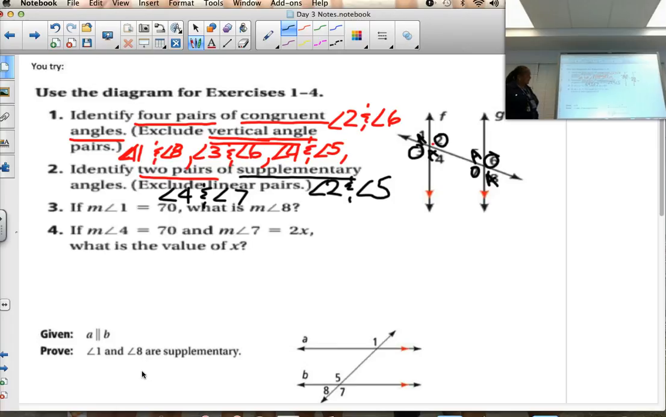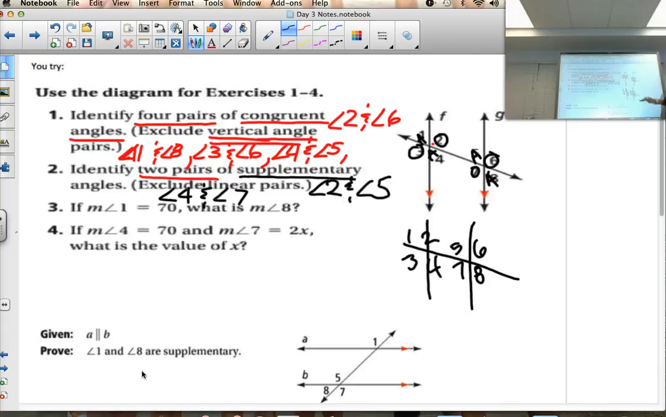Oh, this is awesome. I'm going to redraw this diagram because I put my A's and O's up top. This is 1, 2, 3, 4, 5, 6, 7, 8. And they asked us if the measure of angle 1 is 70. This angle right here is 70. What is the measure of angle 8?